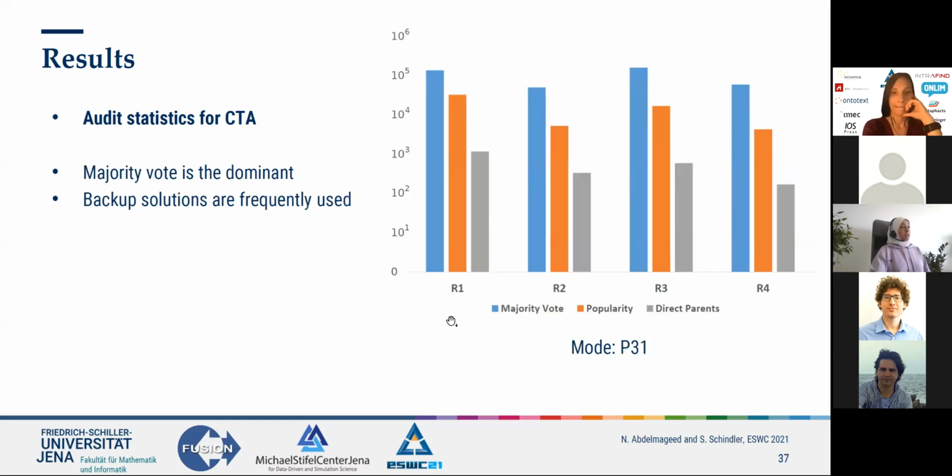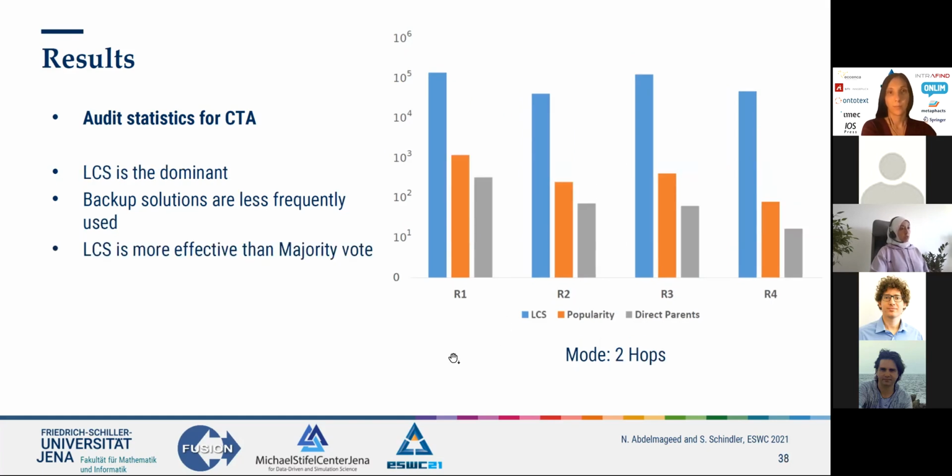For CTA selection in the mode of B31, the majority vote is set to be the dominant one. I would like to compare that directly with the CTA with LCS. In this case, you would notice, compared to the other one, less reliance on the backup strategy, which means LCS succeeded in solving more than the majority vote in general.